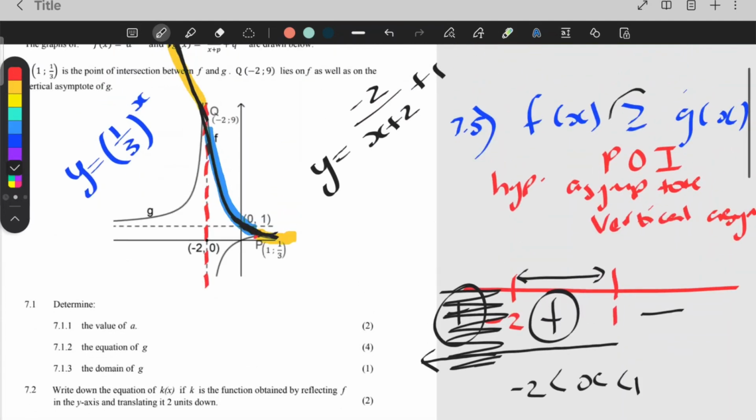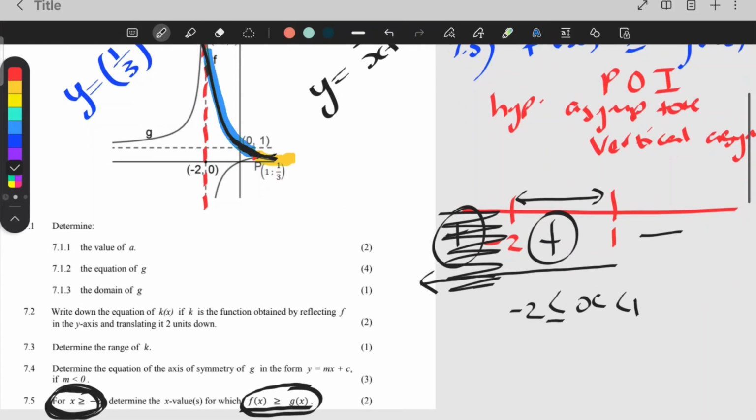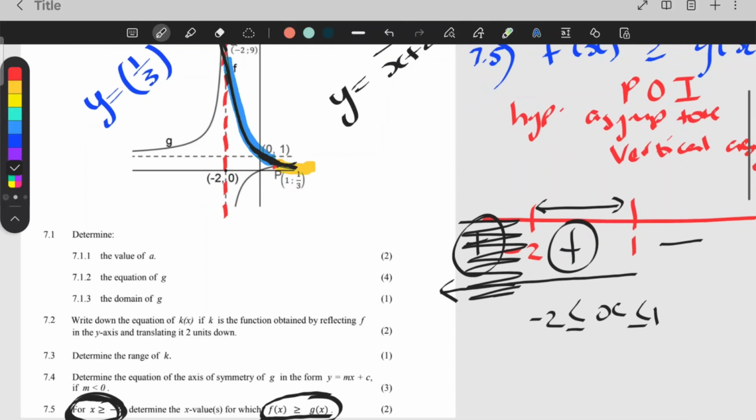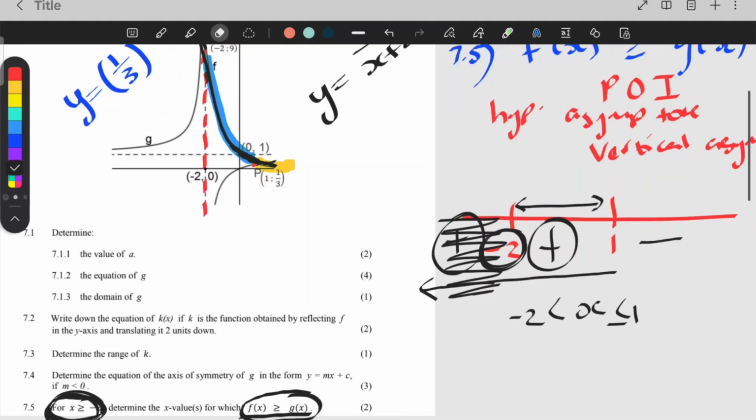And now my question has an equal sign, so I must also have an equal sign. So equal, equal. But one of these two numbers is my asymptote. This is an asymptote, so there can't be an equal sign next to an asymptote. So take that one away. And that is my final answer.